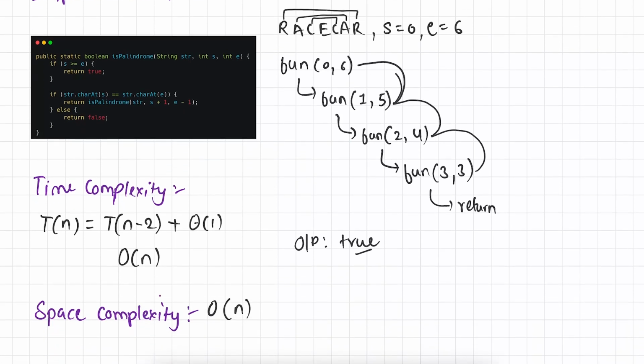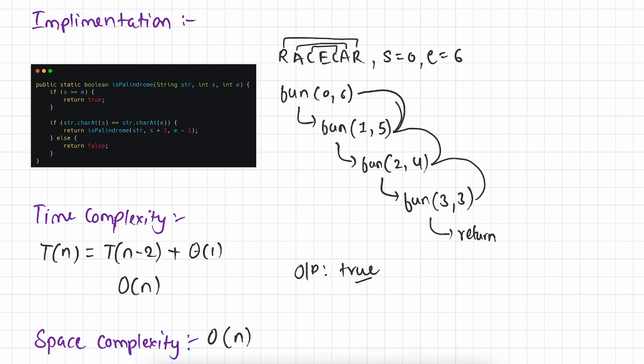Now what about the space complexity? At max, how many functions are going to be stored in the function call stack? 1, 2, 3, 4. So we can assume that in the worst case, we are going to require n space to store all the function calls. So in terms of big O, we can say that the upper bound of the space complexity is going to be big O of n.